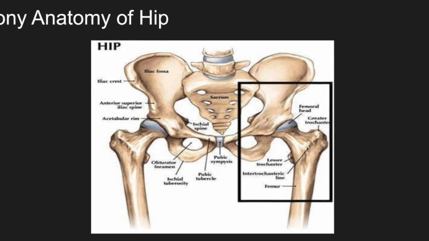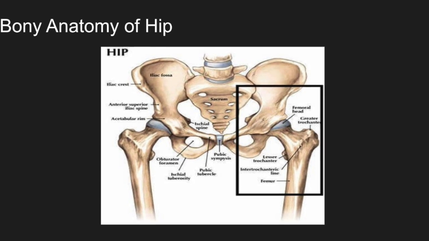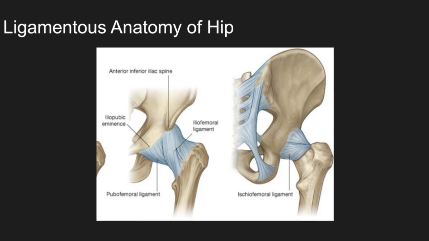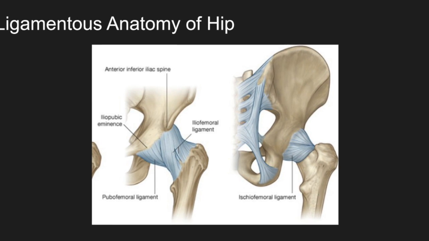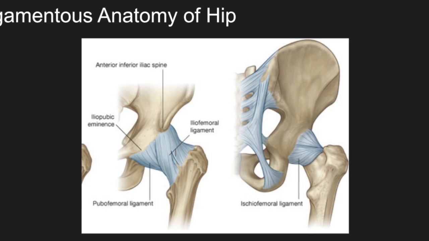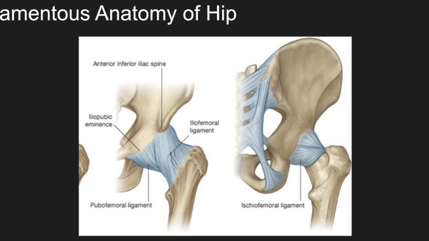The bony anatomy of the hip includes the femur, ilium, ischium, and pubis. The ligaments of the hip are the iliofemoral, pubofemoral, and ischiofemoral ligaments. Also at the hip, on the head of the femur, is the ligament of teres.